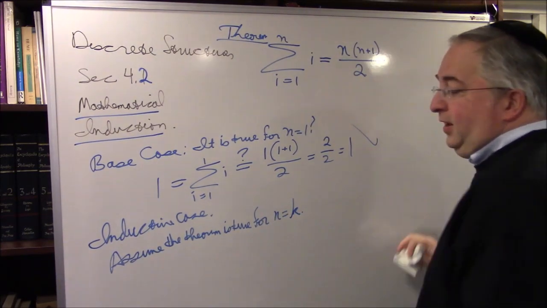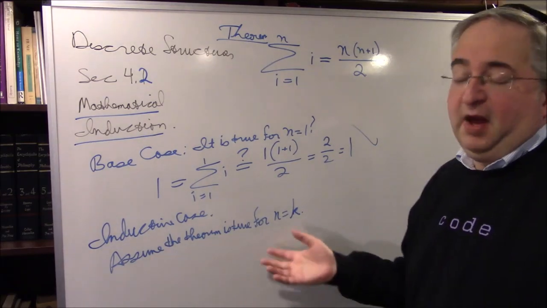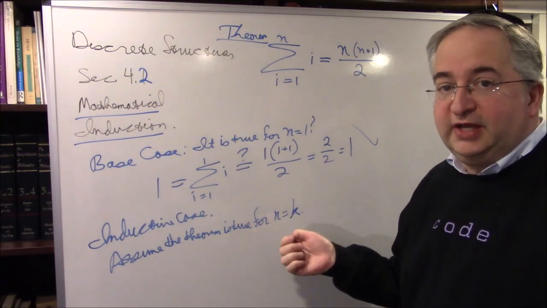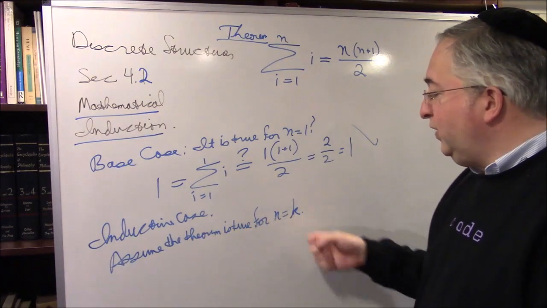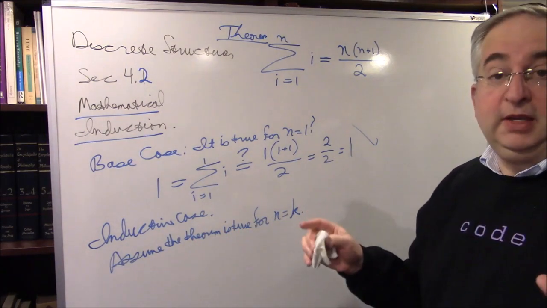N is equal to k. Now, what's k? I don't care. You'll see why we use k in a second. Assume the theorem is true for n is equal to k. What does that mean?